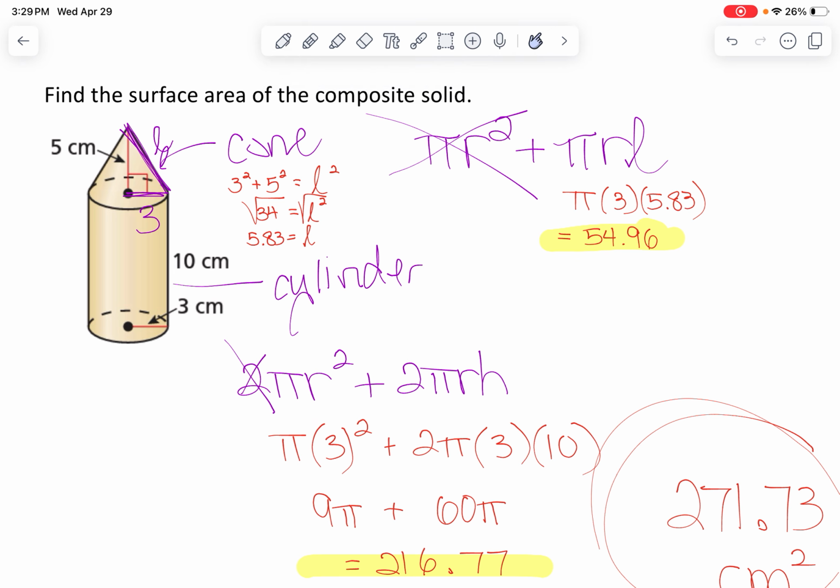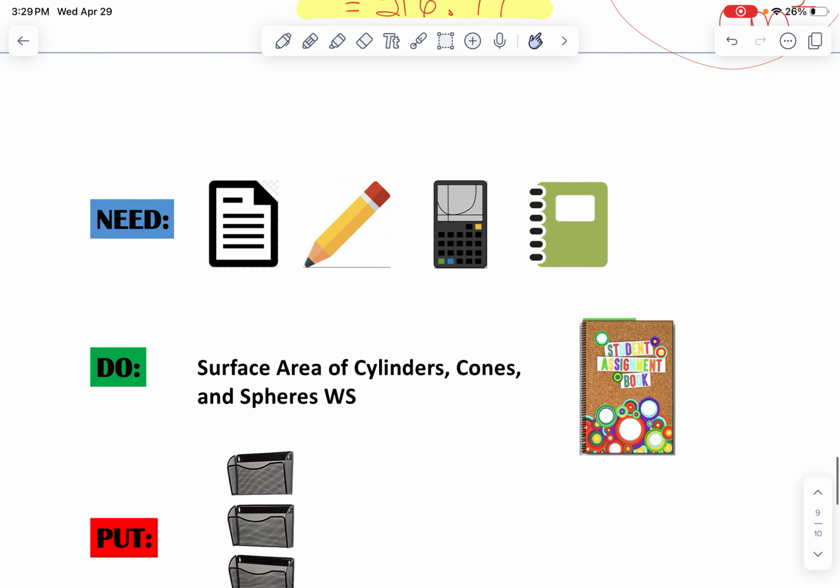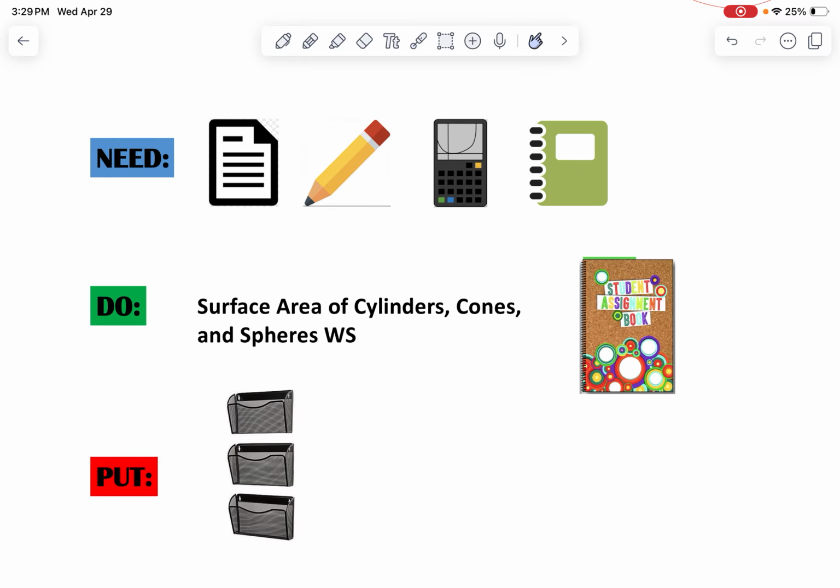Okay, and that's how you do those. That's surface area of a cylinder, a cone, and a sphere. I hope that makes sense.